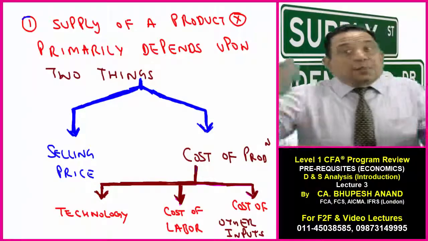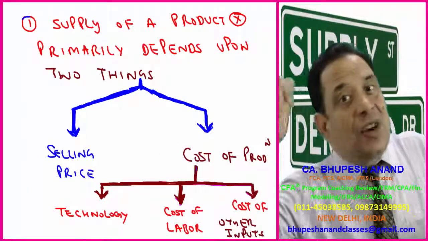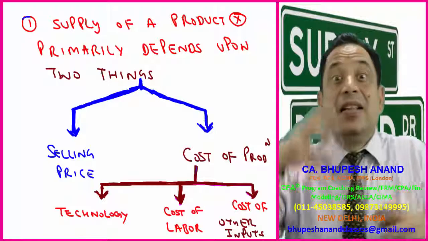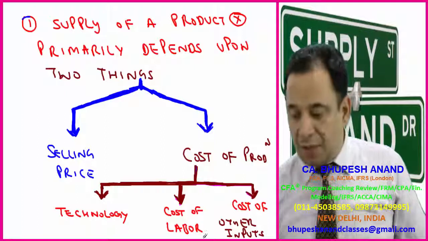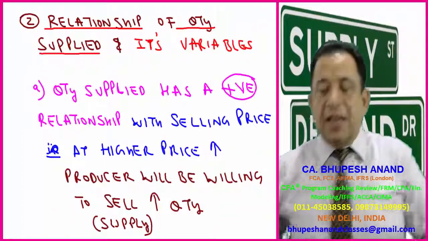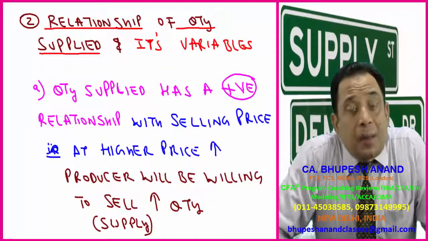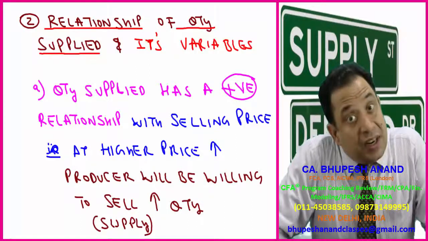The first is the price of that product, the selling price of that product, and the second is the variable cost of production, the components of cost of production. And the second point is, what is the relationship of supply with its variables? This is important.